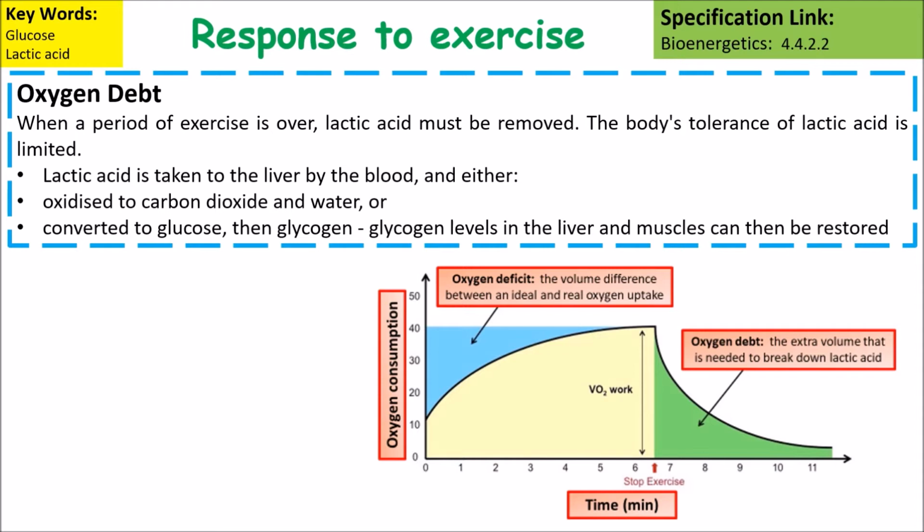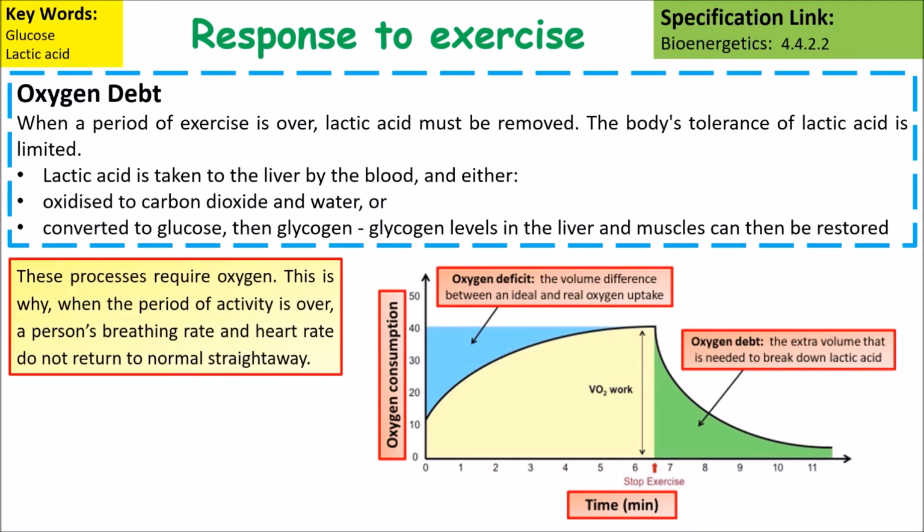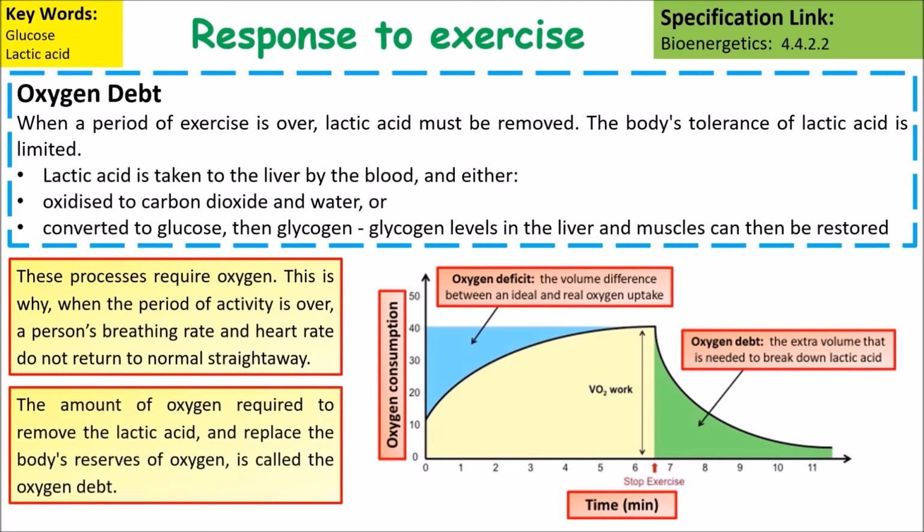You can see from the graph underneath, which summarizes what happens, the amount of oxygen that is being consumed. These processes require oxygen. This is why when the period of activity is over, a person's breathing rate and heart rate do not return to normal straight away. The amount of oxygen required to remove the lactic acid and replace the body's reserves of oxygen is called the oxygen debt.